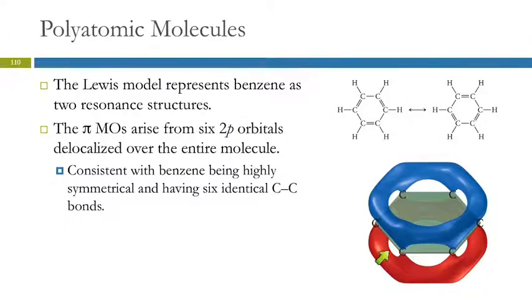This is the molecular orbital explanation of benzene. It's delocalized pi orbitals. They're delocalized over the whole molecule. Benzene is highly symmetrical. It's got 6 identical carbon-carbon bonds. Molecular orbital theory explains this. Valence theory and valence bond theory and the Lewis model don't. Any questions?